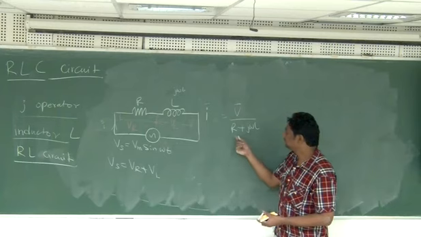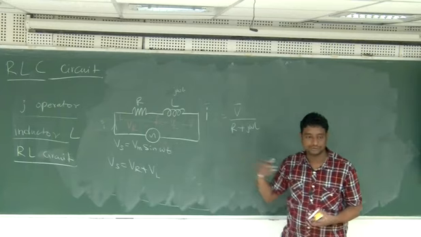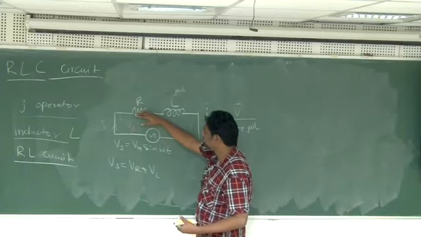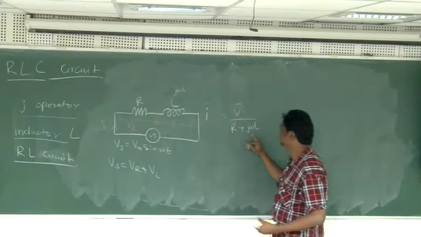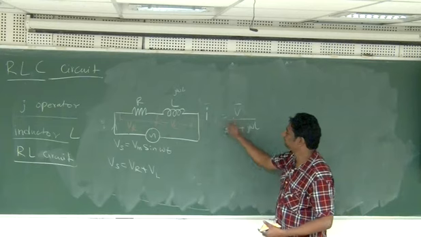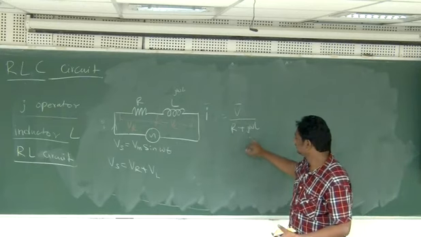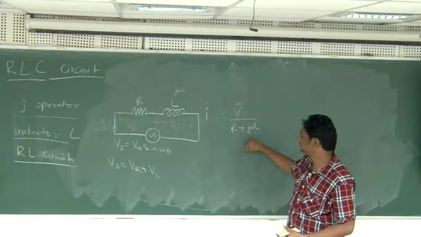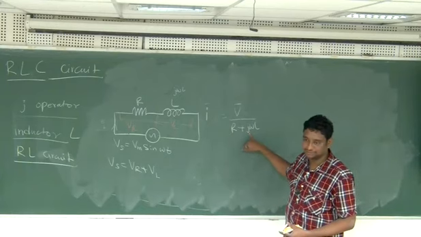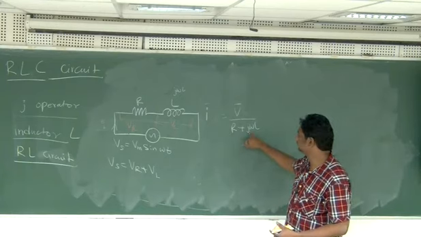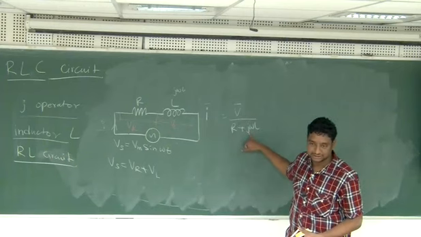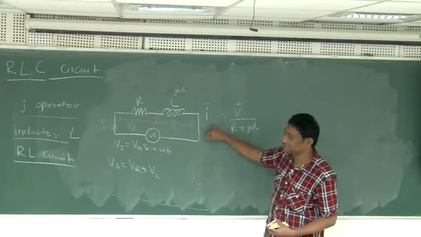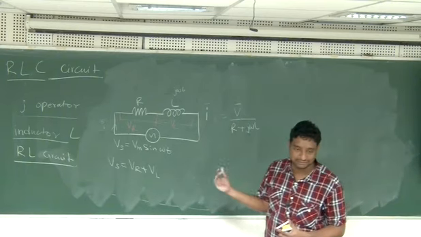So now imagine R is 0, a purely inductive circuit. If R value is 0, then this purely inductive circuit is there. Then what is the phase difference between V and I? It will be 90 degrees because R is 0. j represents rotation by 90 degrees. So divide by j represents backwards rotation by 90 degrees. So I will be lagging V by 90 degrees.